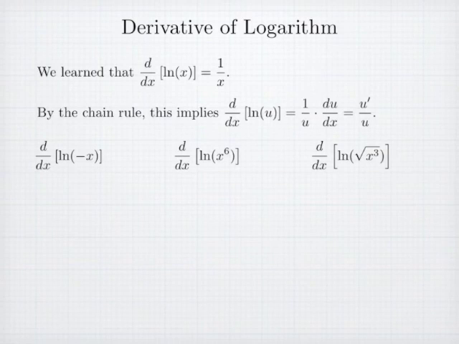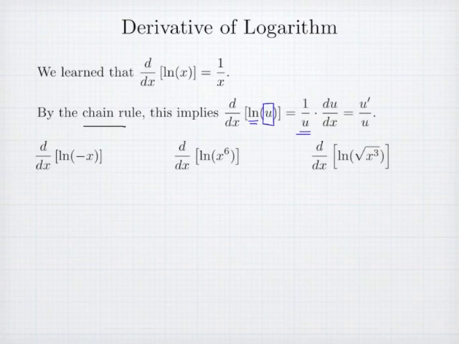In class we learned that the derivative of the logarithm function was 1 over x. Now if I use the chain rule, this allows us to calculate the derivative of the logarithm of any other function. So if I have some expression u inside the logarithm, then the chain rule says you take the derivative of the outside function, which is the logarithm's derivative, 1 over the inside, 1 over u, and then you multiply by the derivative of the inside, du dx.